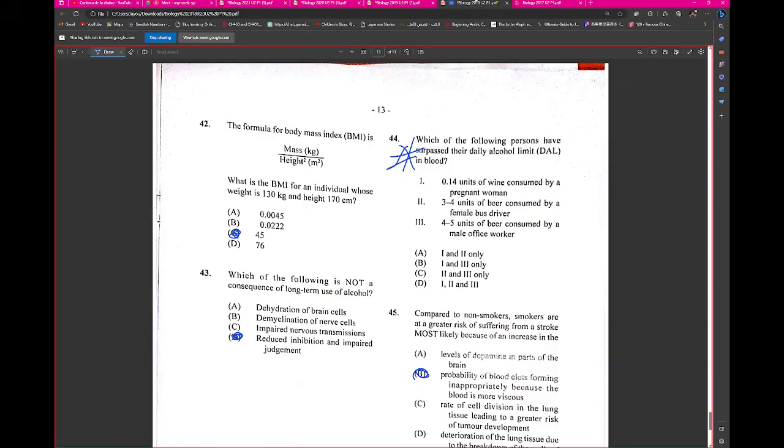Sir, go ahead. Sir, for 44, what I'm thinking for number one, from some examples, maybe as you were saying before, it depends on what level of pregnancy she's at. And I know that some pregnant women don't know that they're pregnant and still drink probably a little bit of alcohol and are okay. So from the 0.14 units of wine, and knowing that wine doesn't really have that much alcoholic content compared to beer or rum, I would say it would be C.